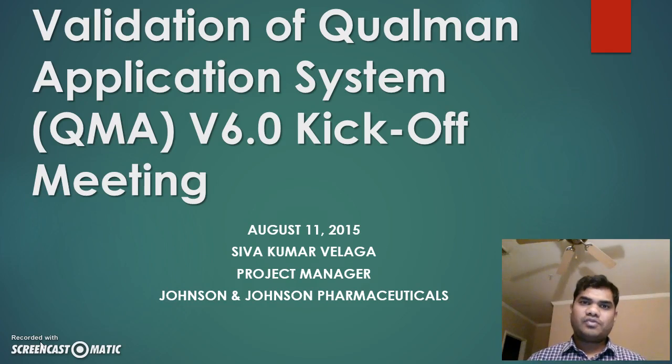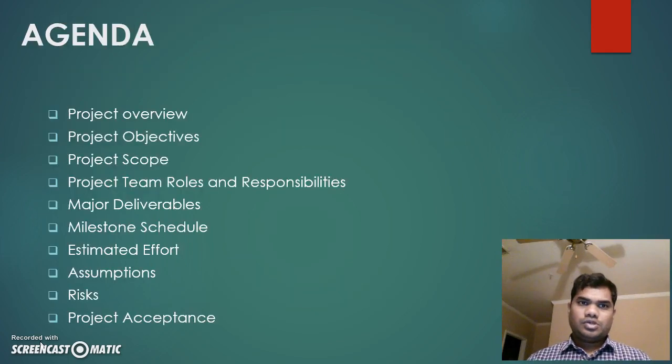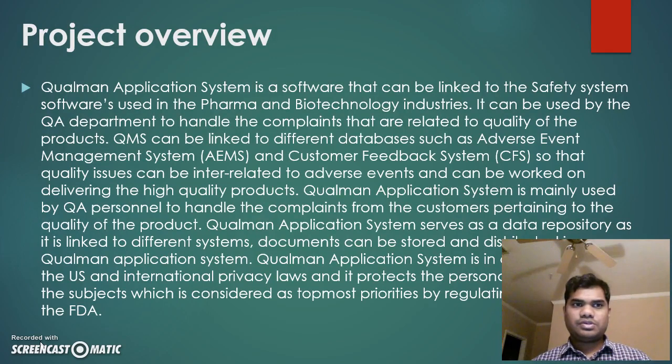I am Siv Kumar, and I'm your project manager for the project Qualman Application System version 6.0 validation. Let's see what the agenda is. The first topic in this agenda is project overview. Then we go on to project objectives, project scope, project teams, roles and responsibilities, major deliverables, milestone schedule, estimated effort, assumptions, risks, and project acceptance.